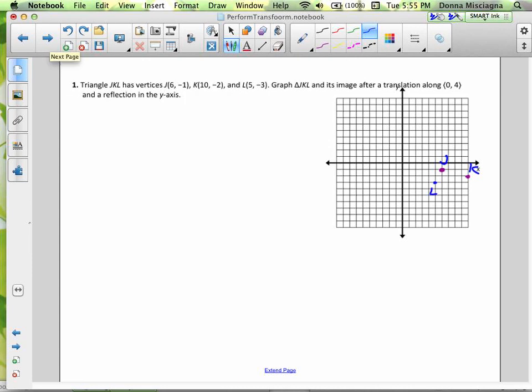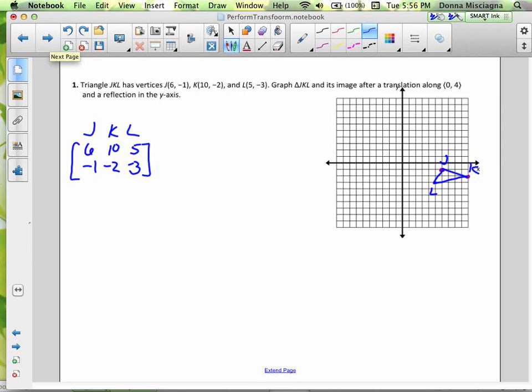All right, so here's our triangle, JKL. We're going to find our points and then we're going to graph. Always find your points first. And we're always going to use a matrix. So for JKL, just record your points. That was 6, -1, 10, -2, 5, -3.